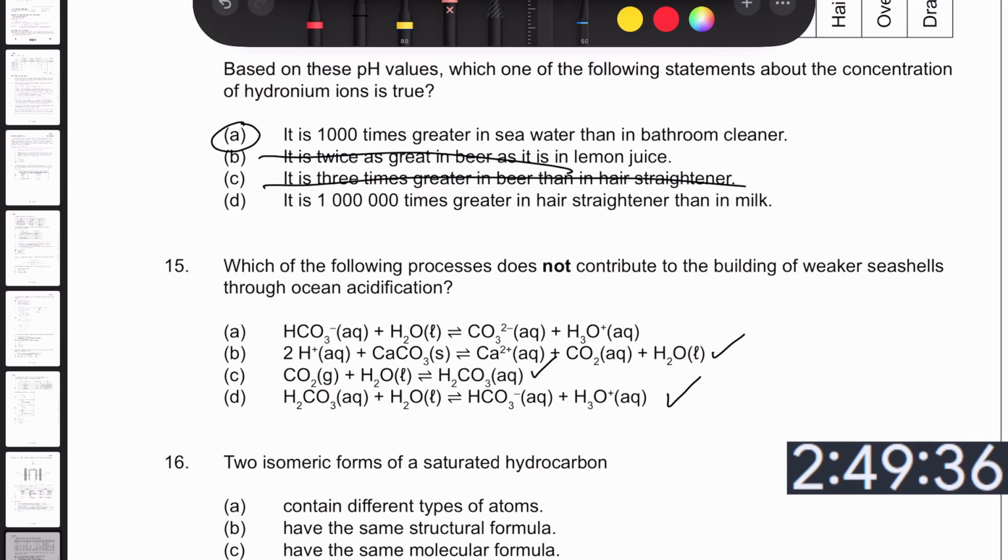Oh wait, I have to set my timer. So give me a second. Okay, back. Let's continue.